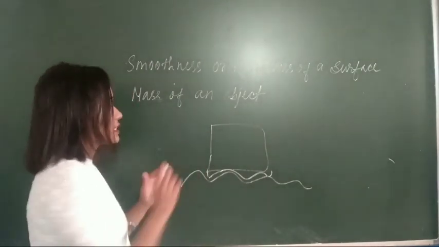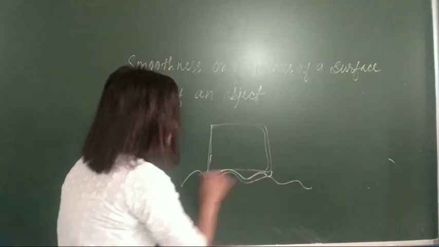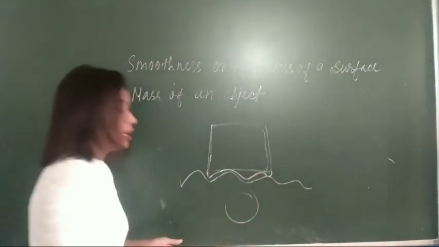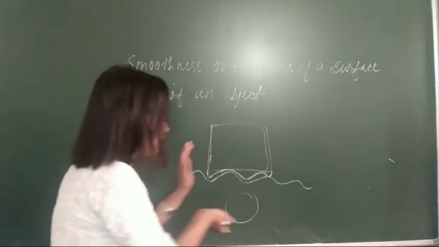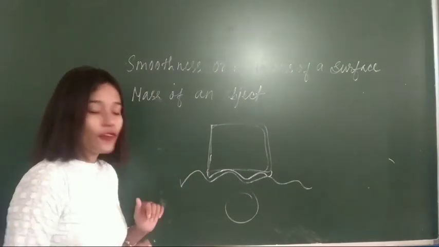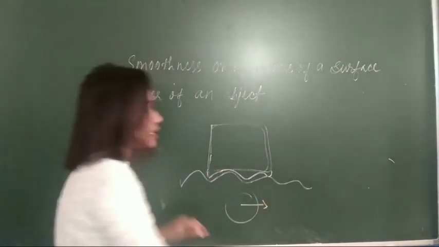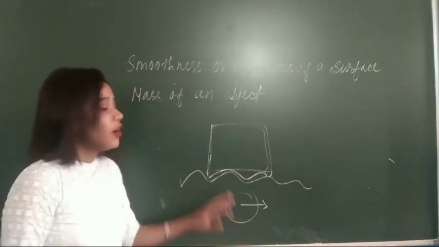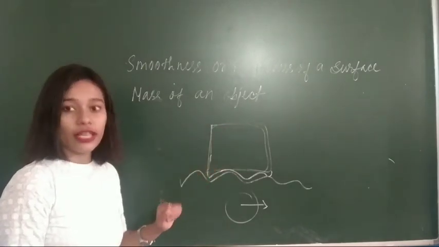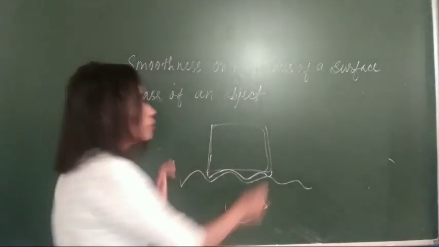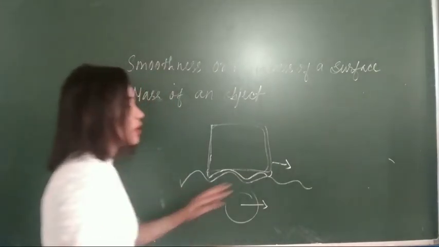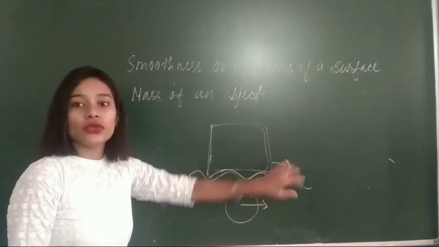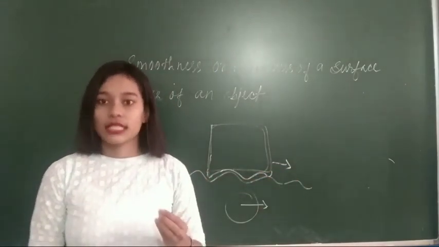That is the reason if you keep a book and a ball on a table, and you apply the same force on both objects, the ball will move fast because it is lighter. On the other hand, the book, which is heavier, will move a very short distance because the friction will become more due to the heavy weight.